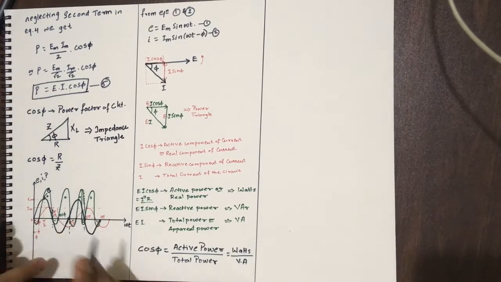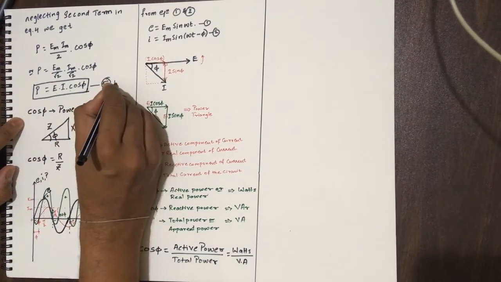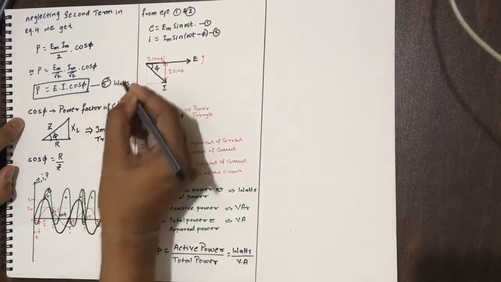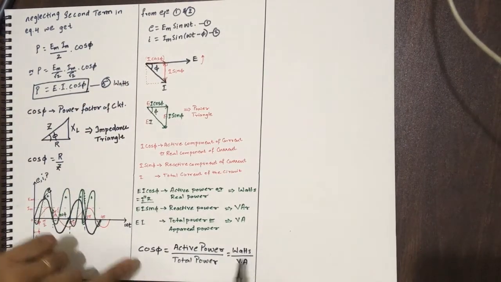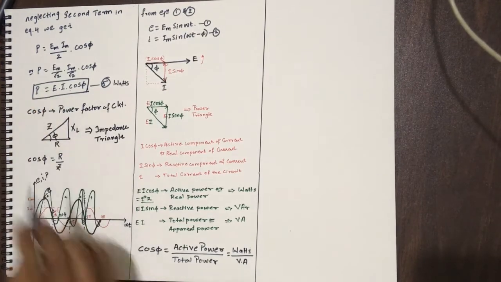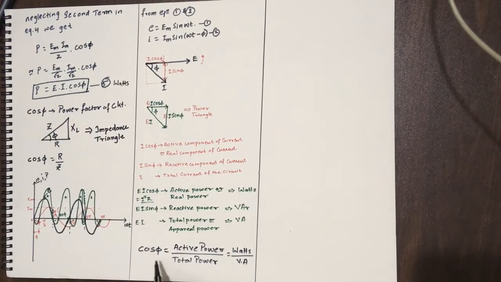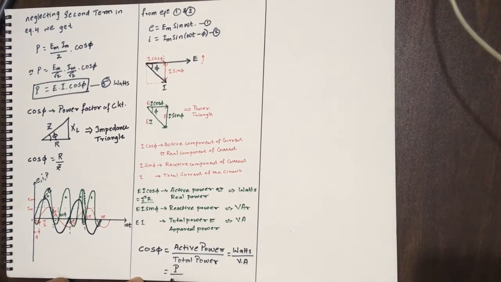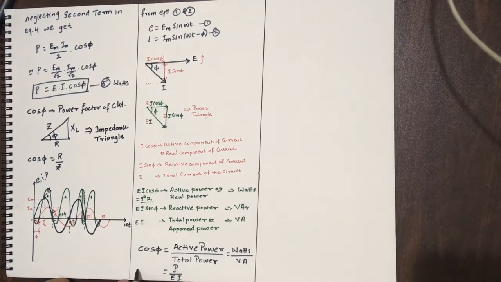Or from this equation you can write the unit of power EI cos phi is watts here, because it is active power. Therefore watts is equal to cos phi into volt amperes, whereas EI is volt amperes, cos phi is the power factor. Therefore power factor is equal to active power by total power, that is equal to P divided by E into I. So in one more way I can define power factor as the ratio of active power to total power. So generally we can define power factor in three ways.